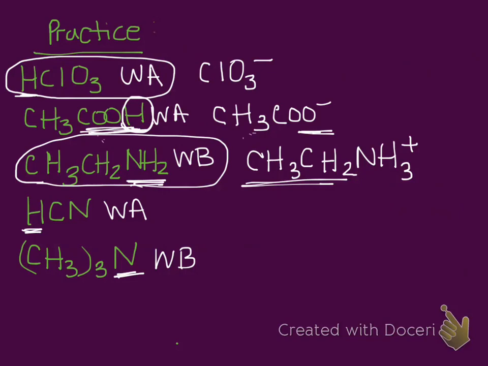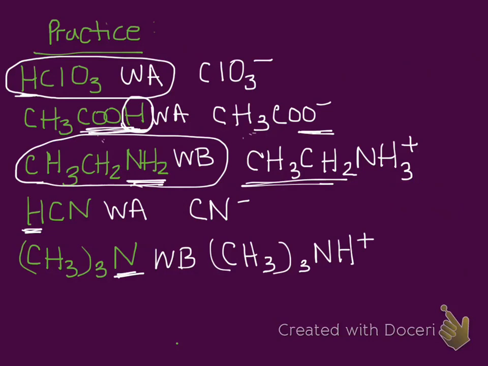It's a weak acid. We'll have a conjugate base. We remember conjugate bases are negative. All we need to do is drop the hydrogen. That's going to be your conjugate base. And if we look down here, we've got a weak base, so we'll have a conjugate acid. Leaving all of this alone. So now it's got to pick up a H+, okay?